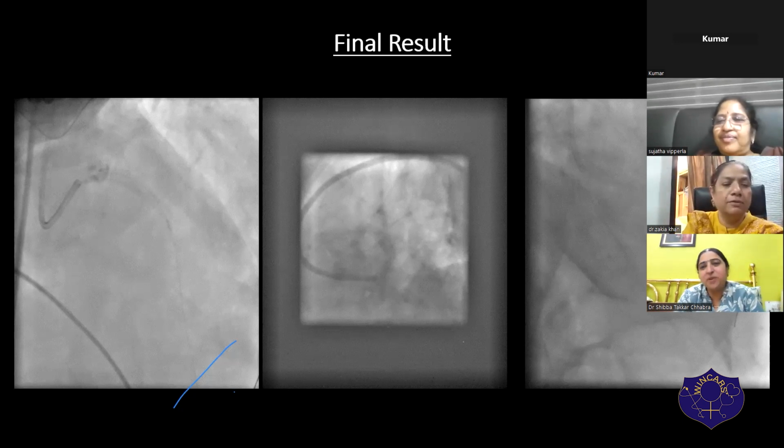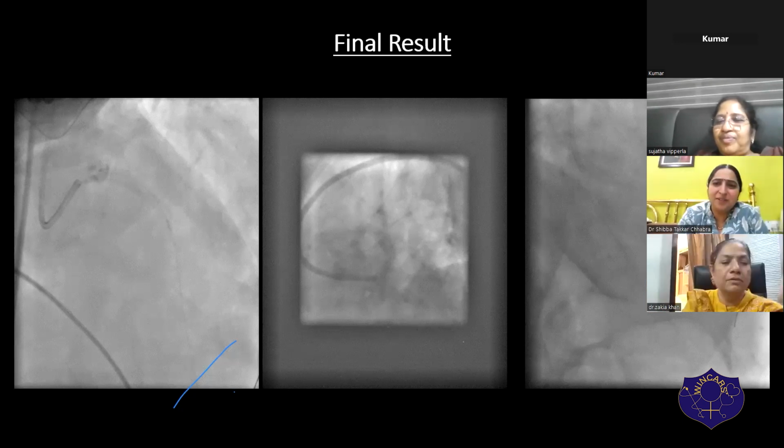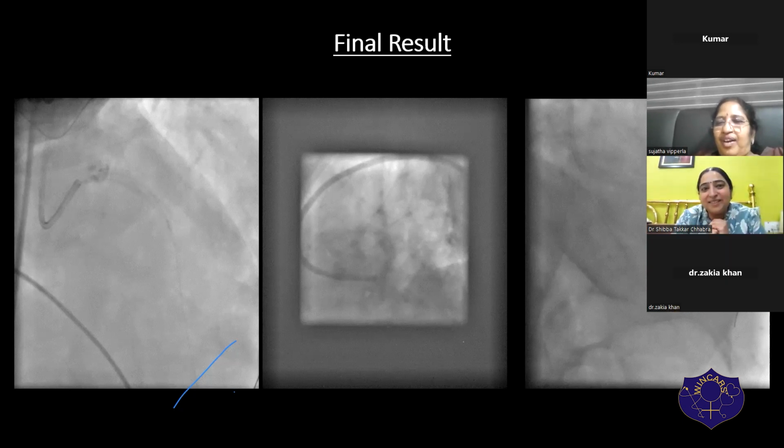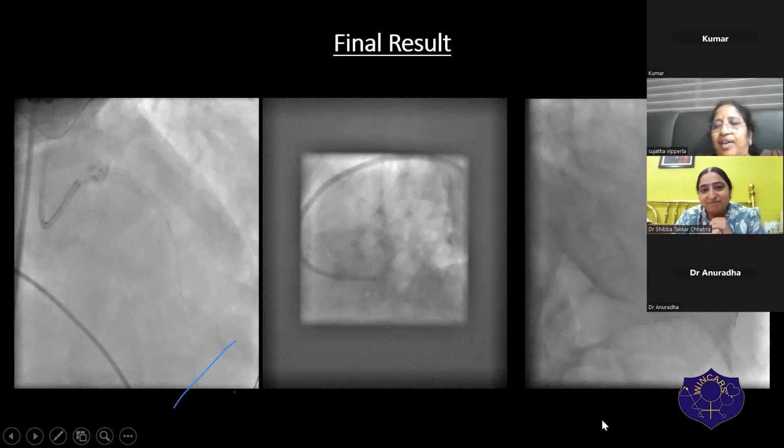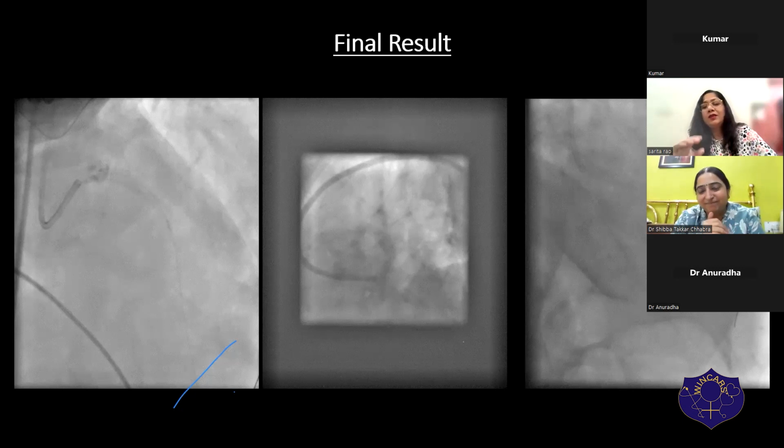That's what matters in the end. All said and done, when you have a left circumflex, which is a left dominant circulation, I thoroughly agree that landing zone was a matter of concern, but at the same time, this left circumflex was also too big, and once you are dealing with that, you never know. Yes, very good point. I agree with you, Dr. Shida. The best judge is the one on the table.